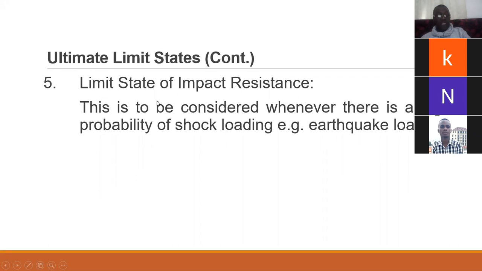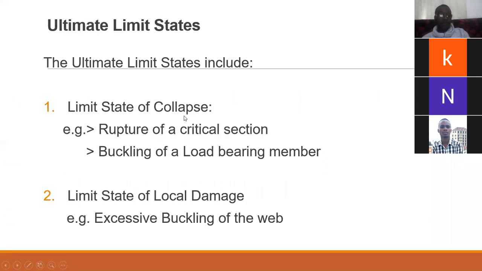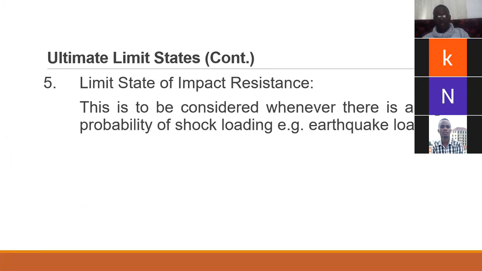Then we have the limit state of impact resistance. This has to be considered whenever there is a probability of shocks. A typical example of shock is earthquake effect. However, in our scope, design due to earthquake loads is not considered. Although it is part of the limit states, our concern will include only four limit states. The fifth one will not be covered, right?